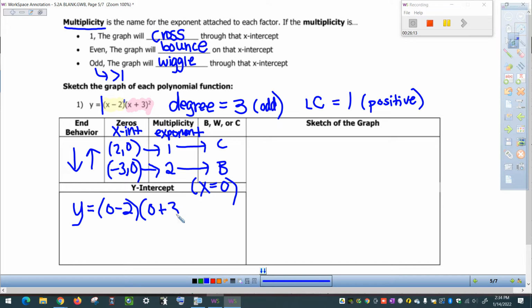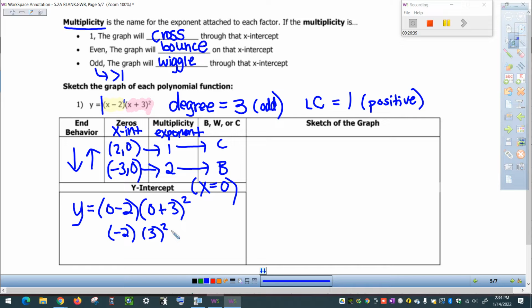So that looks like this. Replace every x in the original equation with 0. And then we're going to think carefully about order of operations. We're going to think about PEMDAS to simplify it down. So we're first going to simplify the little parts inside of the parentheses. So 0 minus 2 is -2. 0 plus 3 is 3.